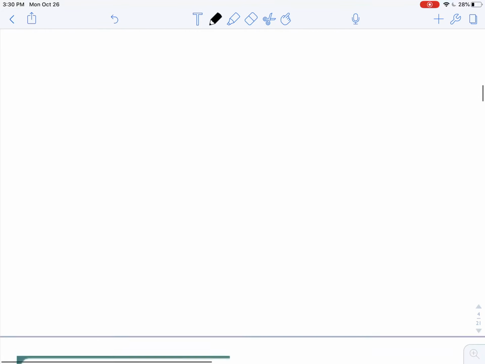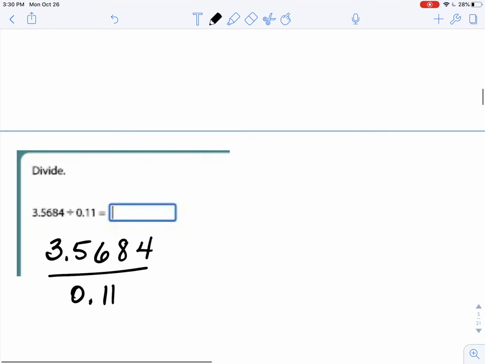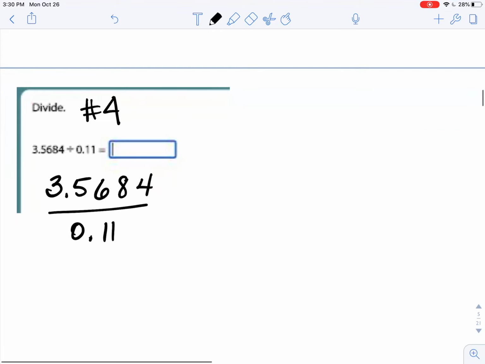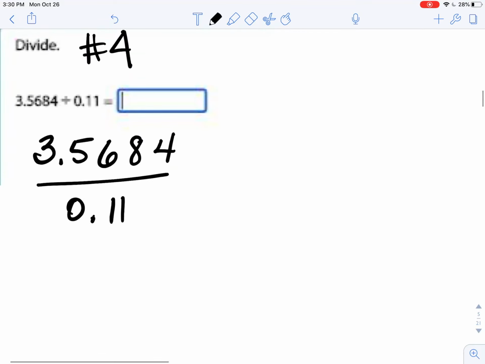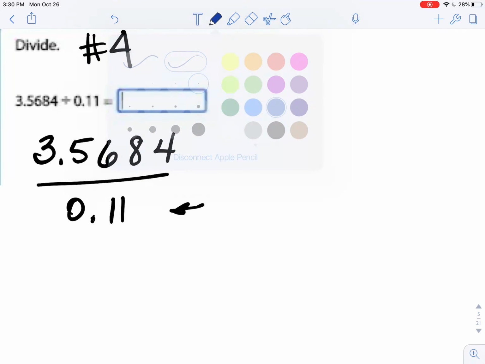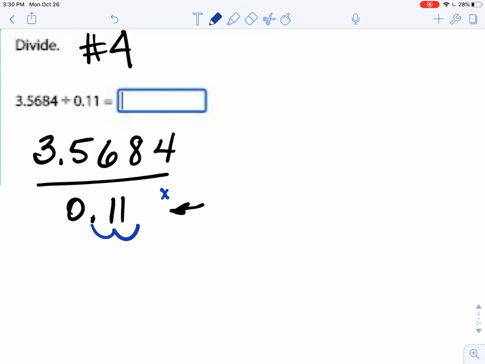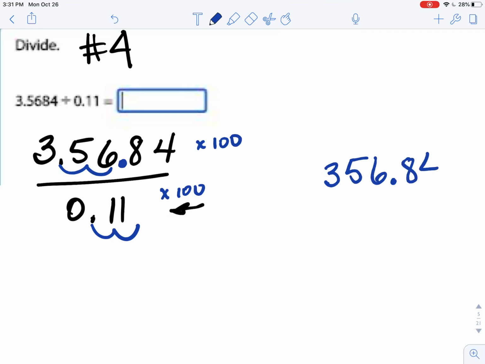Next question is number 4. Hopefully I am tracking these numbers correctly. All right, 303.5684 divided by 11 hundredths. Okay, I do not have a whole number here, so first thing I'm going to do is multiply by 100, or move the decimal place over 2 places. So my new dividend is 356.84, and my new divisor is 11.